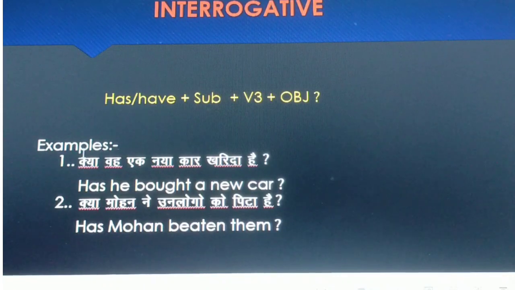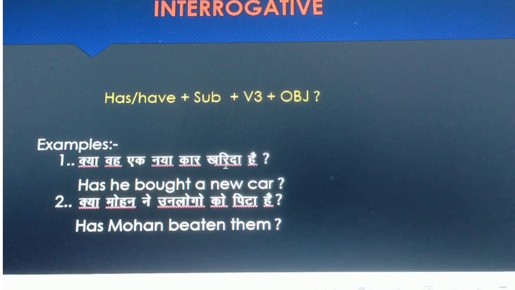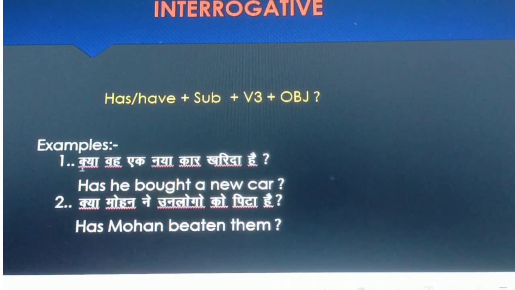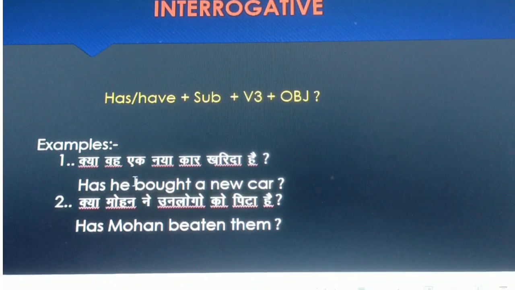Now you can see here, क्या वह एक नया कार खरीदा है. Here क्या has been used in the beginning of the sentence or before the sentence. क्या का प्रयोग sentence के शुरू में कर दिया गया for asking question. The subject is वह, he, that is why has auxiliary verb singular is used. Has he bought a new car.